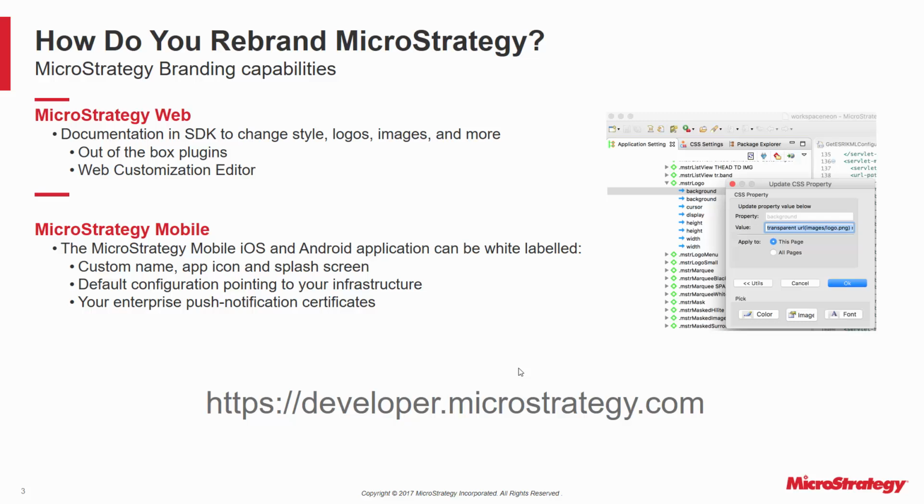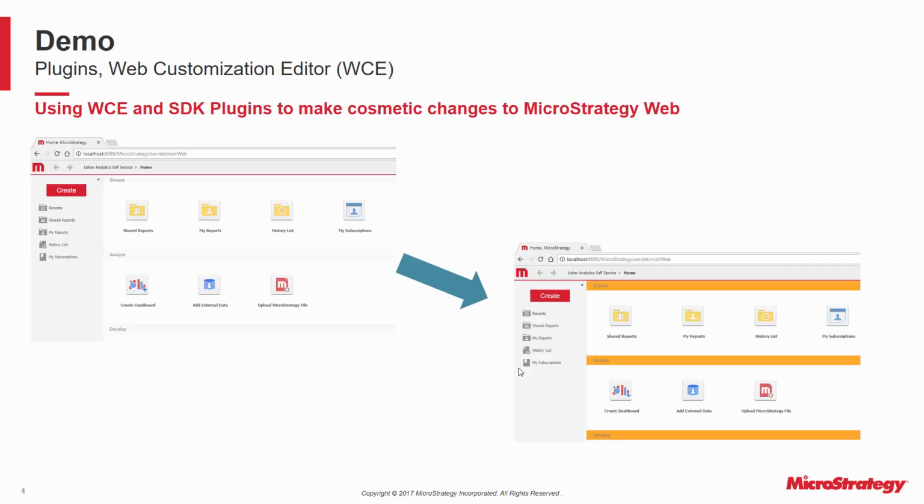Now I'm going to show you how to use the Web Customization Editor to make a rebranding change to MicroStrategy Web. Our starting point is the out-of-the-box MicroStrategy Web project homepage shown here on the left. We're going to change the colors of the three bars so that they more closely represent our corporate color theme, shown here on the right.